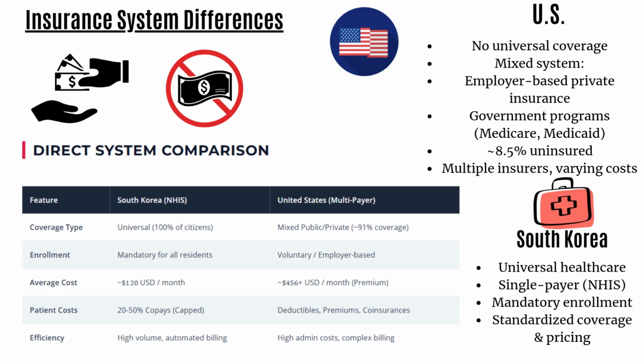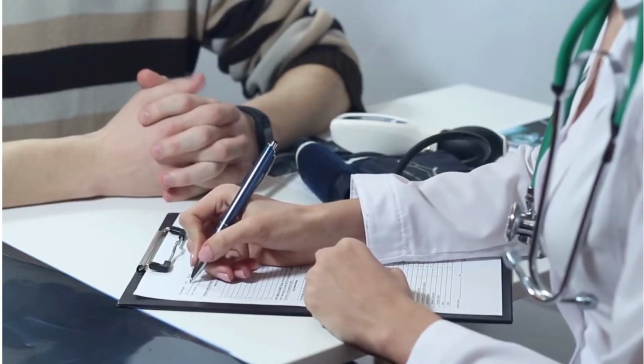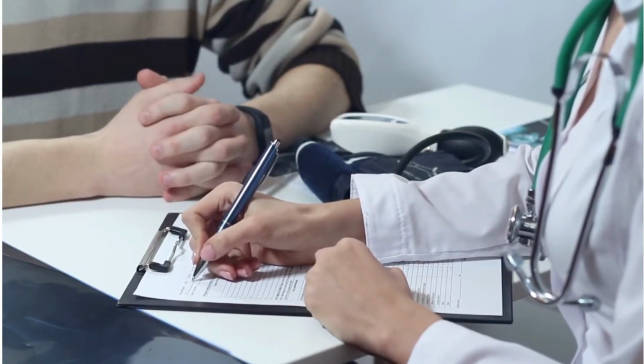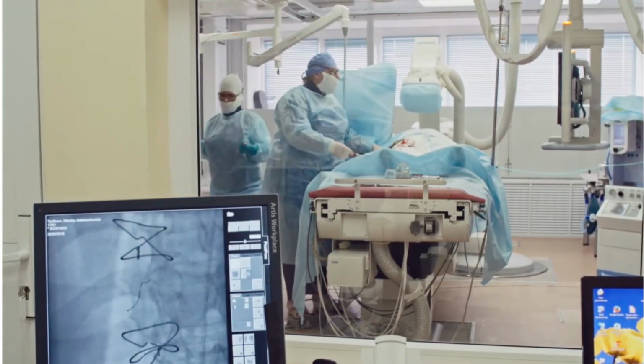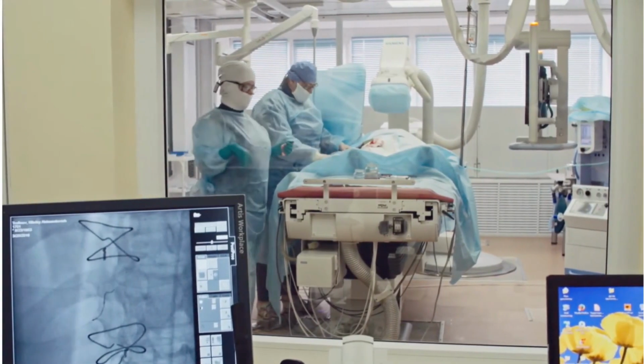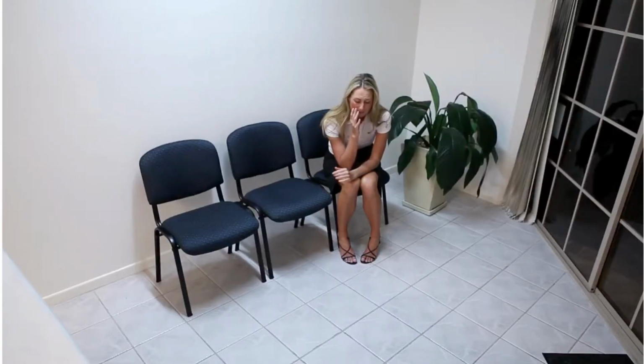South Korea uses a universal healthcare system based on a single national insurer called the National Health Insurance Service. Every citizen is required to enroll, which means healthcare coverage is guaranteed across the population. Instead of many separate insurance providers across different plans, the system is standardized, making access more consistent and predictable. The major difference is that the US healthcare system is fragmented and dependent on individual circumstances, while South Korea's system is centralized and designed to ensure that everyone has healthcare access regardless of employment or income.